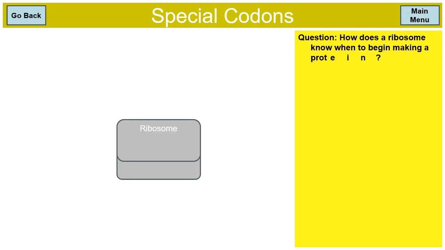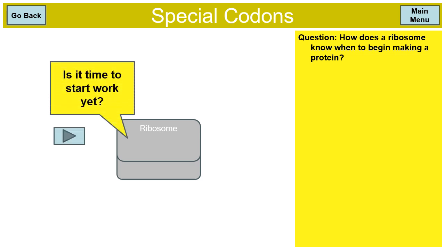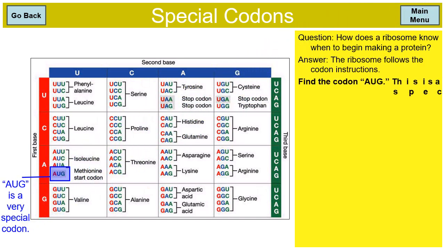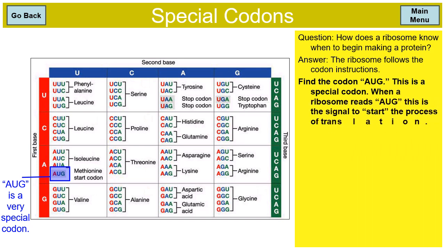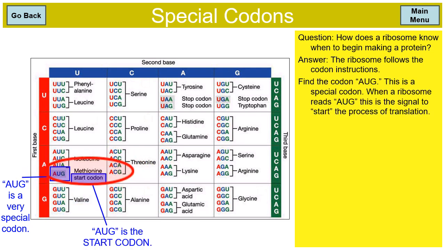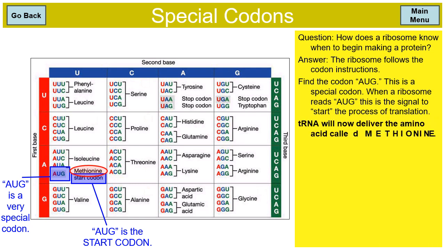Now we bring up the special codons, AUG. How does the ribosome know when to begin? Because AUG is a start codon, not just the codon for the amino acid methionine. And again, there's always a worksheet. Students are filling in the worksheet as they go along. And tRNA should deliver methionine.